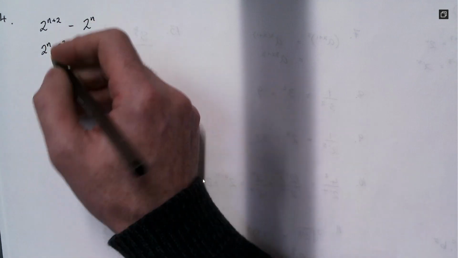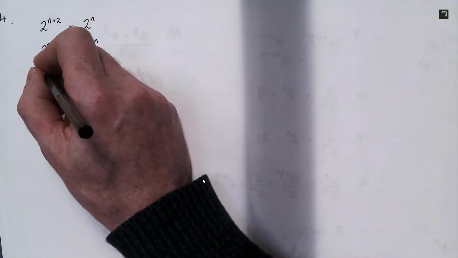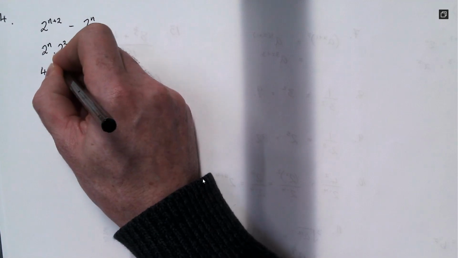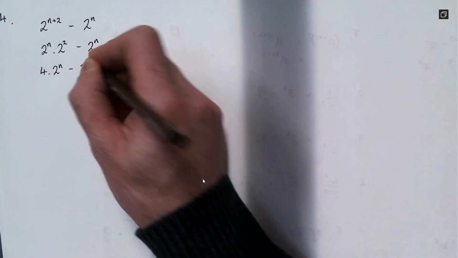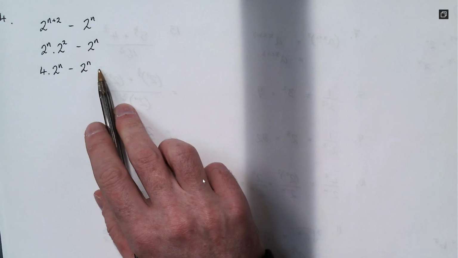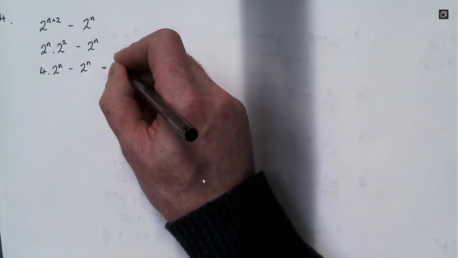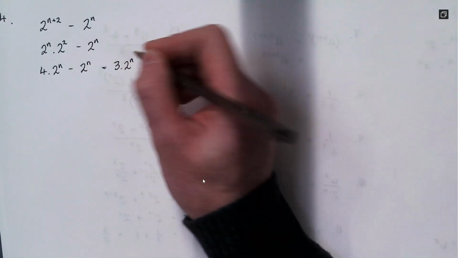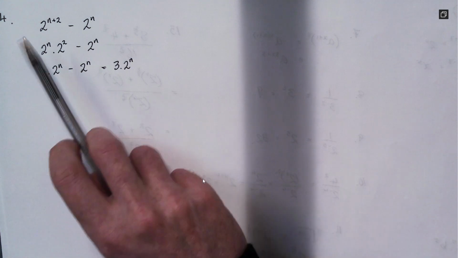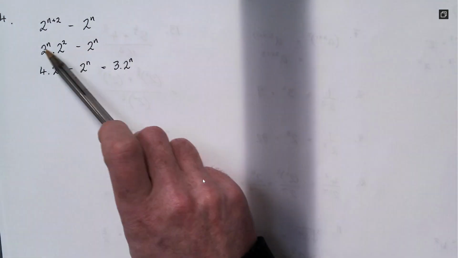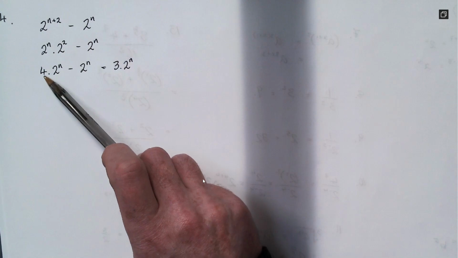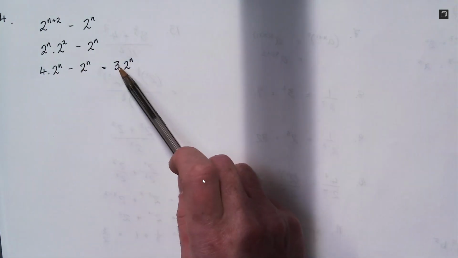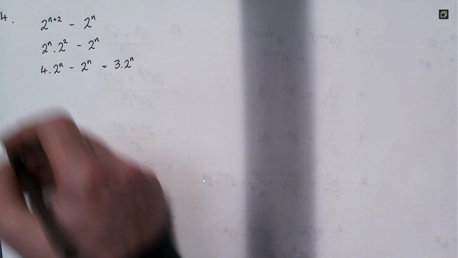Okay, so we take out the common factor: 2 to the power of n times 2 squared minus 2 to the power of n. So it's like 4x minus x, which gives you 3 times 2 to the power of n. And then 2 squared, which is 4, minus 1 gives you 3.